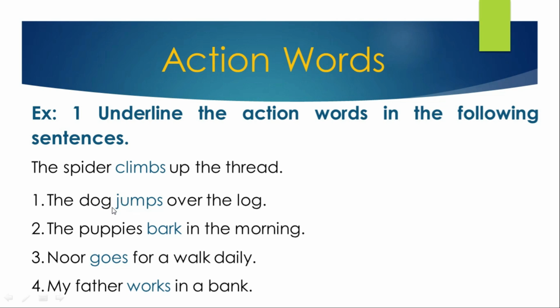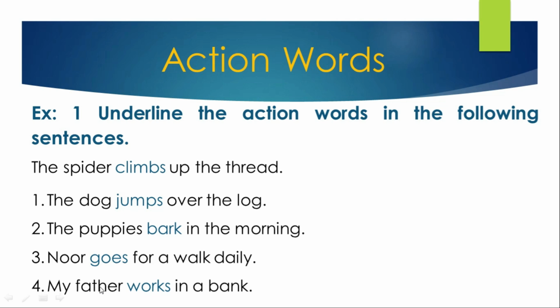The dog jumps. The puppies bark in the morning. Now in this sentence you can see puppies is plural, the subject is plural, so we are not using s with the verb. Bark. Noor goes for a walk daily. Now Noor is a girl and it is singular, so we have used es with go. So the verb becomes goes. Noor goes for a walk daily.